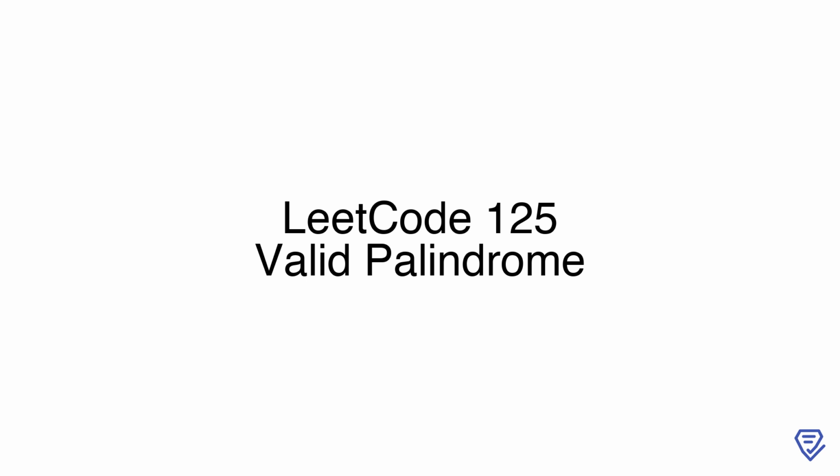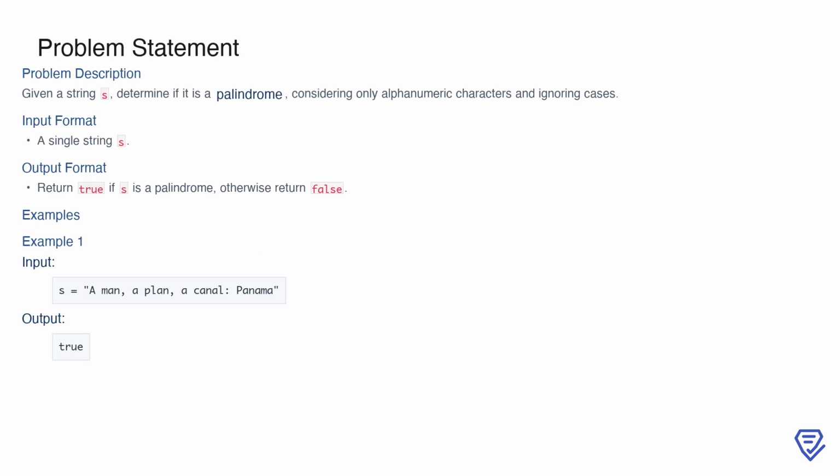Let's dive in. In this problem, we're tasked with determining if a given string, S, is a palindrome. A palindrome is a sequence that reads the same backward as forward. However, for this problem, we only need to consider alphanumeric characters, ignoring spaces, punctuation, or any other non-alphanumeric symbols. Additionally, the comparison should be case-insensitive, meaning uppercase and lowercase letters are treated the same. The input will be a single string S, and the output will be a Boolean value, true if the string is a palindrome, and false otherwise.